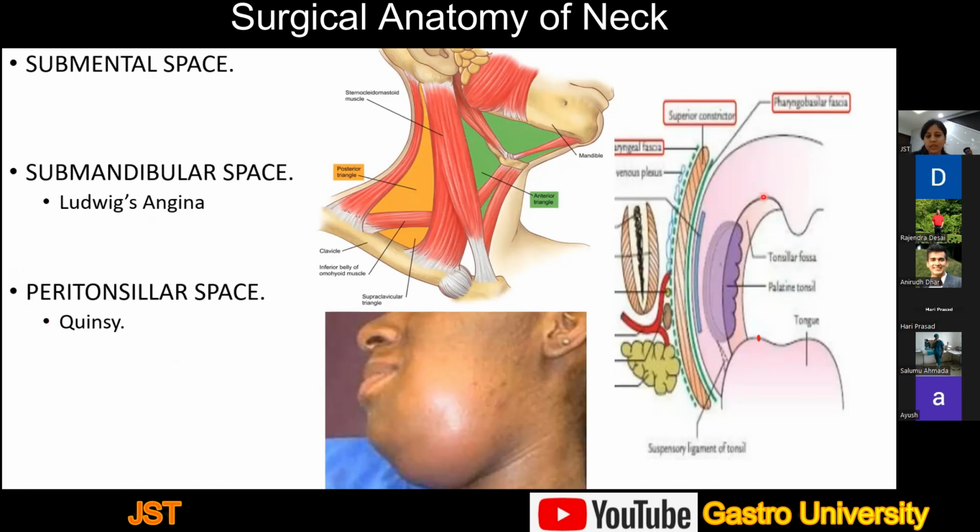Then we have the peritonsillar space. This is the tonsil in the oropharynx. This is the superior constrictor muscle. The space between the muscle and the tonsil is the peritonsillar space. Infection in this space again will lead to airway compromise, because when this space enlarges, it will push the tonsil medially, causing the airway compromise.